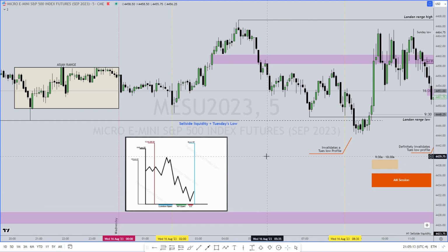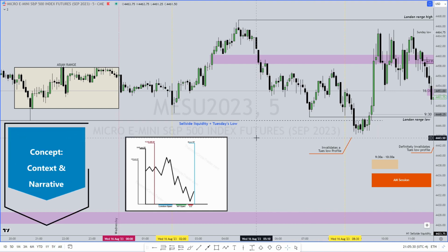Instead, I'm going to take something from ICT's 2022 mentorship, take that 8:30 range, which lines up perfectly with what I'm trying to use for an AM model, and set the London range. What are the previous swing high and swing low? Additional to that, I'm pairing that with the weekly profile.